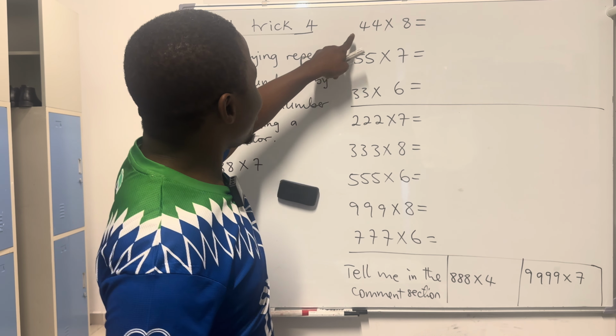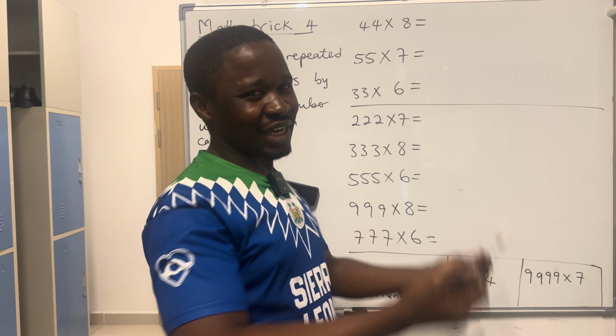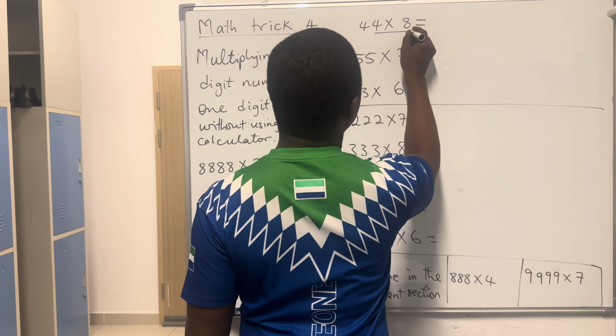Now we want to multiply 44 by 8 without using a calculator. What do we do? What you do is you only need to multiply this.